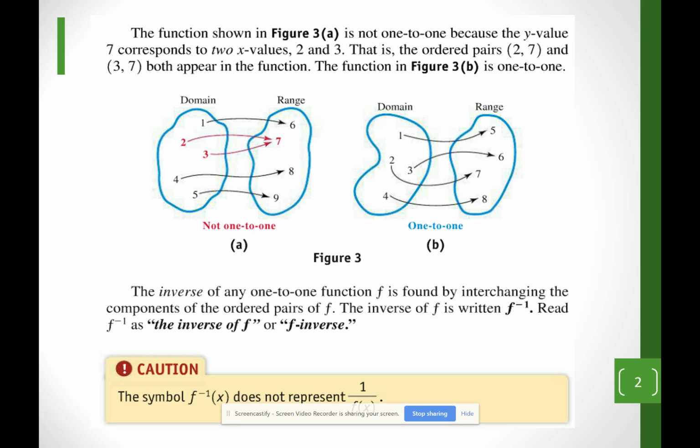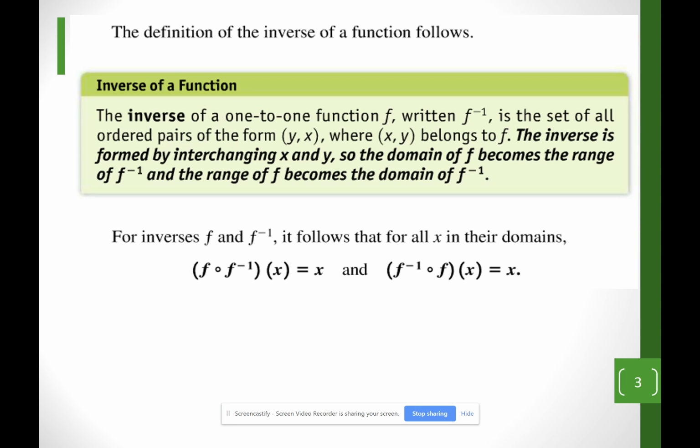Okay. So looking at my second example, B, each x is used only once, so that makes it a function. Each y is used only once, so that makes it a one-to-one function. Okay. So now we're going to start using what we call inverse. If I have the function f, I'm going to write f to the -1. I'm using the -1 as an inverse, not as an exponent. We'll take a look at it in a minute.